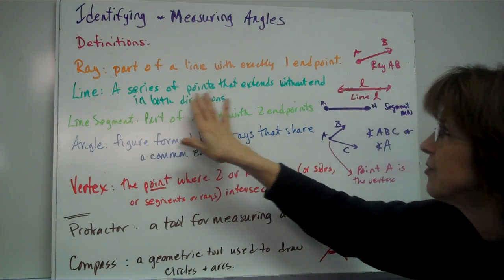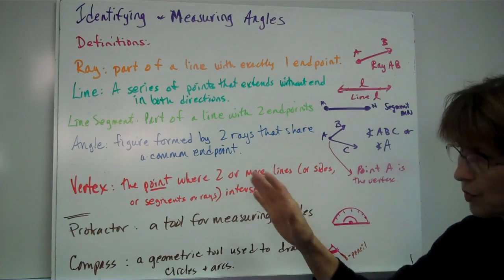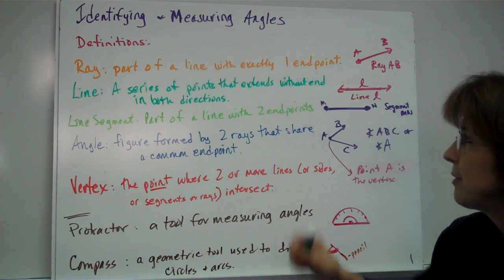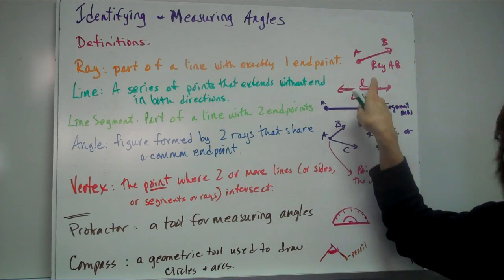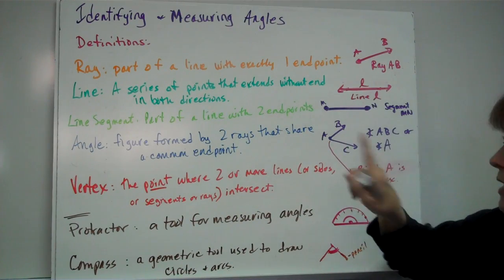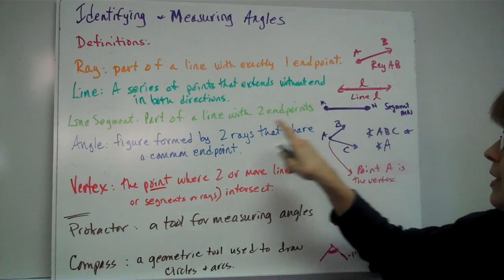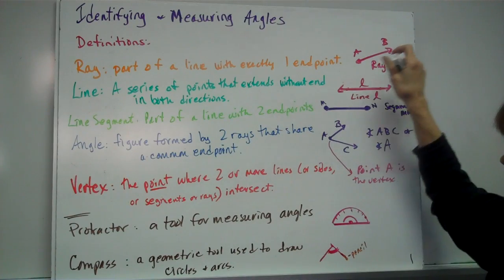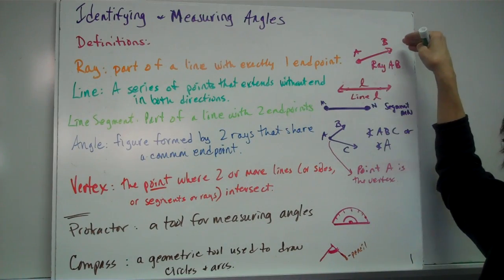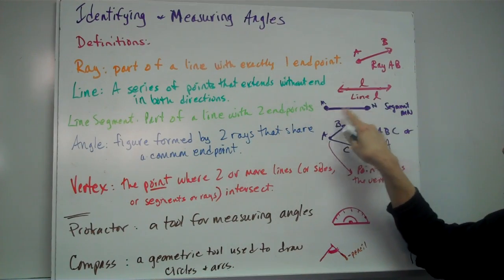A line is a series of points that extends without end in both directions. Okay, you know what a line is, you've been working with it all your life, but that's like a more technical definition. And usually lines are named with one lowercase letter, like L or P or Q or something. So that's line L. All right, a line segment is part of a line with two endpoints. So it's kind of like a ray, but instead of going on forever in one direction, it actually ends. And so there would be your line segment. We call that segment MN.